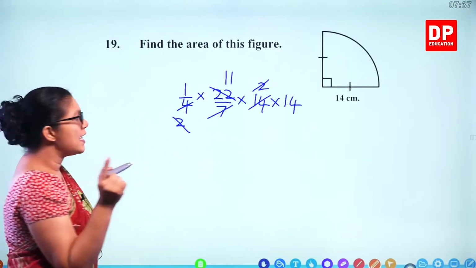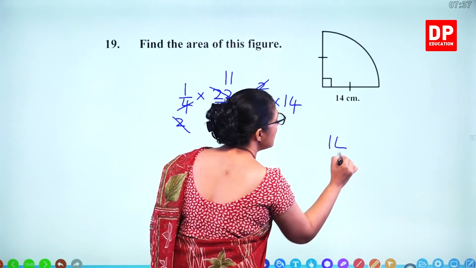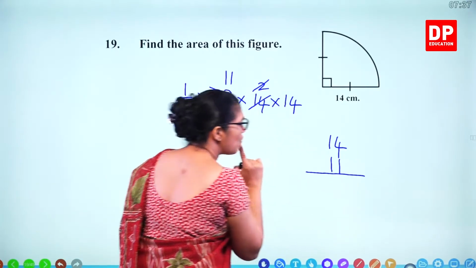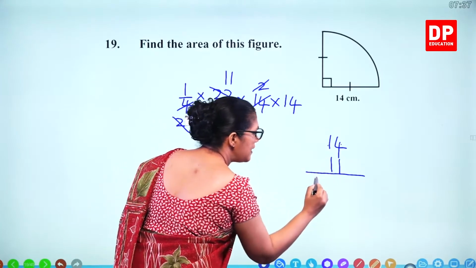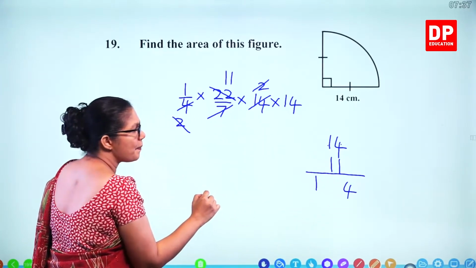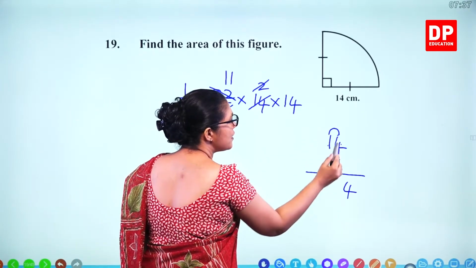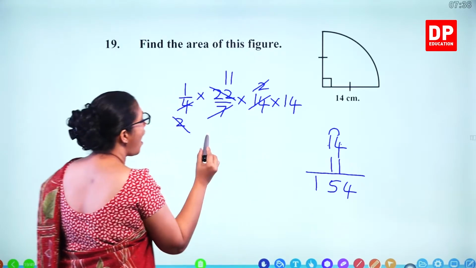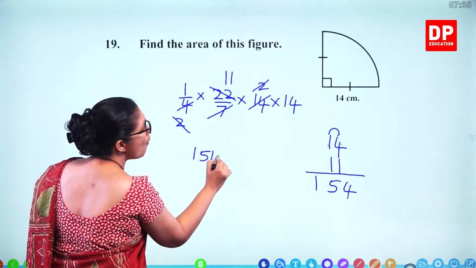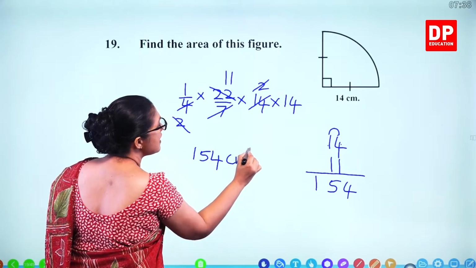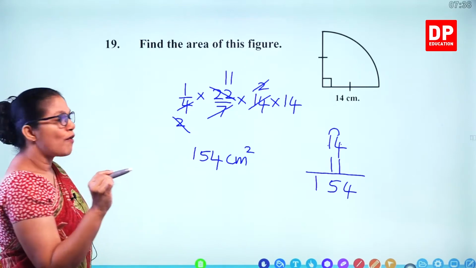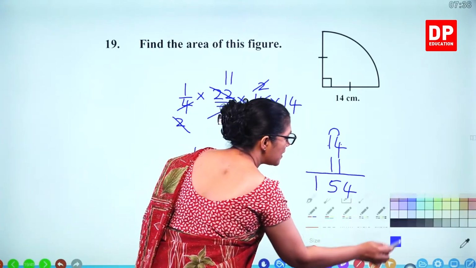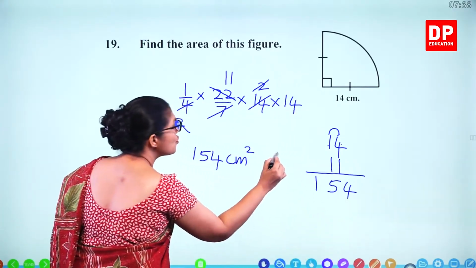11 times 14. So how you find out? By 11, what's the easiest way? You split these two values here and you add it and put the number in between. 4 plus 1, 5. So 154 square centimeters is the area of this quarter of a circle. So 2 marks for that.